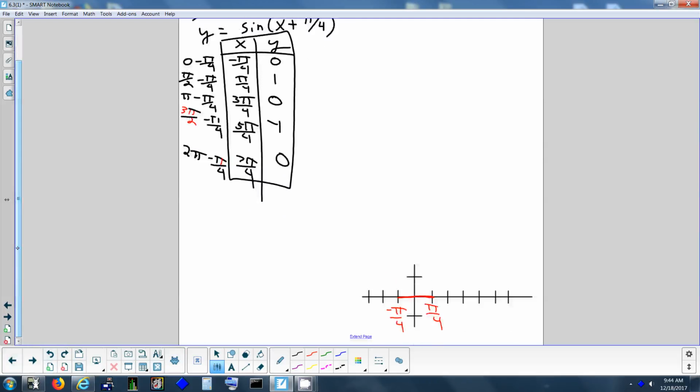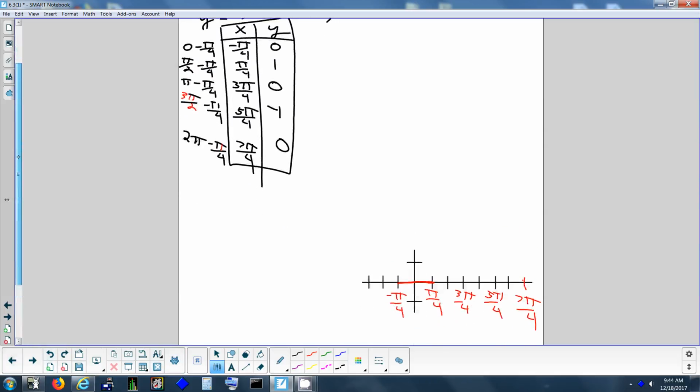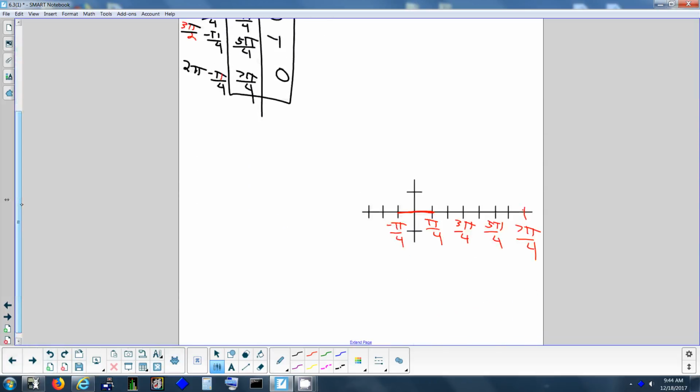So if you end up skipping over 0, then you have to skip 1 every time. So 3 pi over 4, 5 pi over 4, and is that the last one I need? Yeah, 7 pi over 4. Now graph your points just like usual. 0, 1, 0, -1, back to 0. Sometimes it's a good idea to take all your labels and write them low, so that way you don't end up drawing over them.